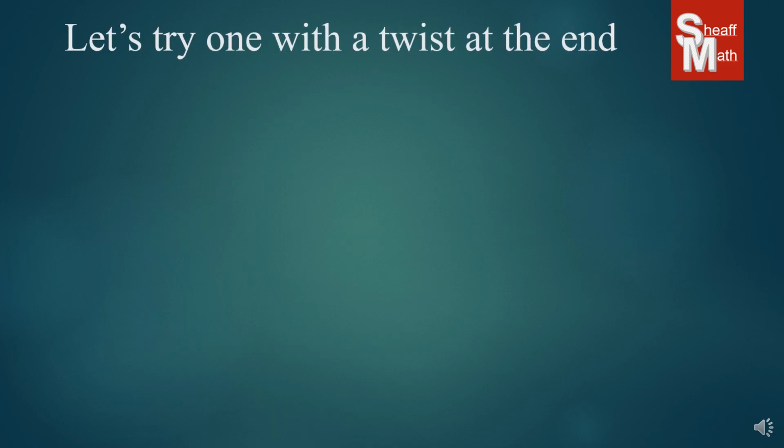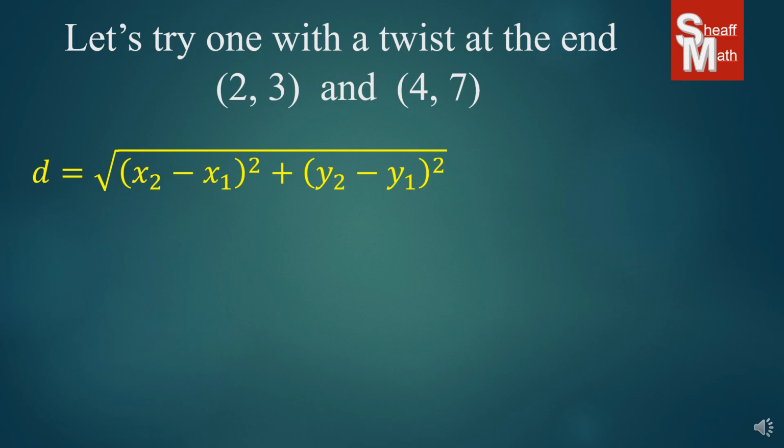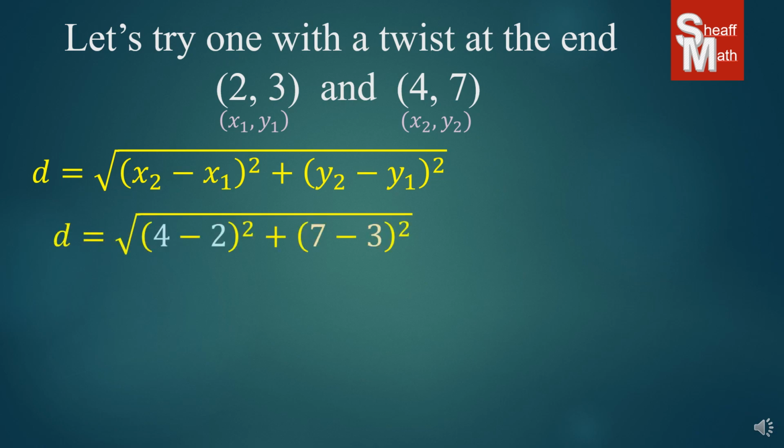Now this one is the one with a little twist on it. We've got 2, 3, and 4, 7. Use our distance formula again. We're going to subtract our x's and our y's, and we get 4 minus 2, 7 minus 3. Now somebody asked once, does it matter if you subtract the x2 minus x1? What if you subtracted the x1 minus the x2? You'll actually get the same answer. It's just that you're getting the true distance and dealing with less negatives, in my opinion.